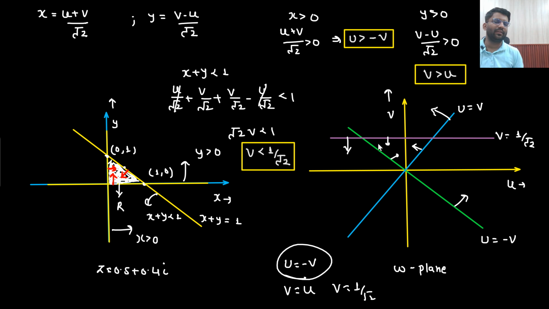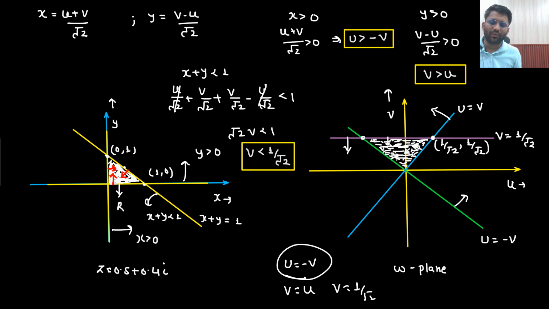What is the area bounded? This is the area bounded. Say yes or no? Understandable? This is your area bounded. Okay, so let me know these points. This is your v equals 1 by under root 2, and it is lying on the u equals v line. So u value is also 1 by under root 2, and v value is also 1 by under root 2.